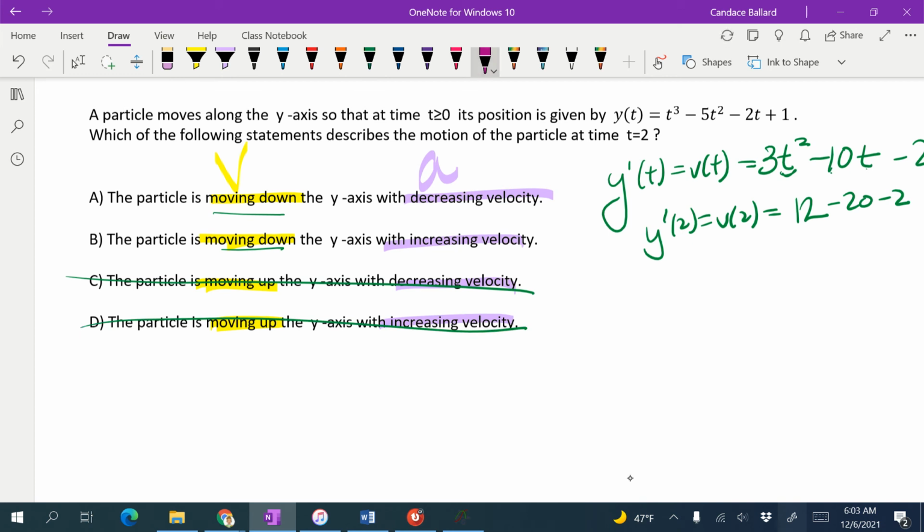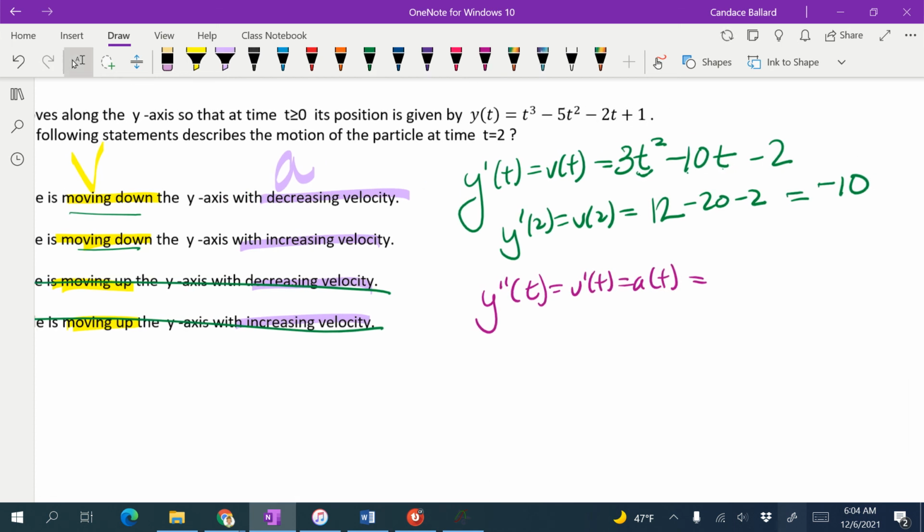Now I'm going to look at the acceleration. So that's the second derivative of position, or the first derivative of velocity. I can't seem to write. Or just labeled acceleration. So the derivative of 3t squared, I'm going back to here, is 6t. And the derivative of negative 10t is negative 10. And then the derivative of negative 2 is 0.